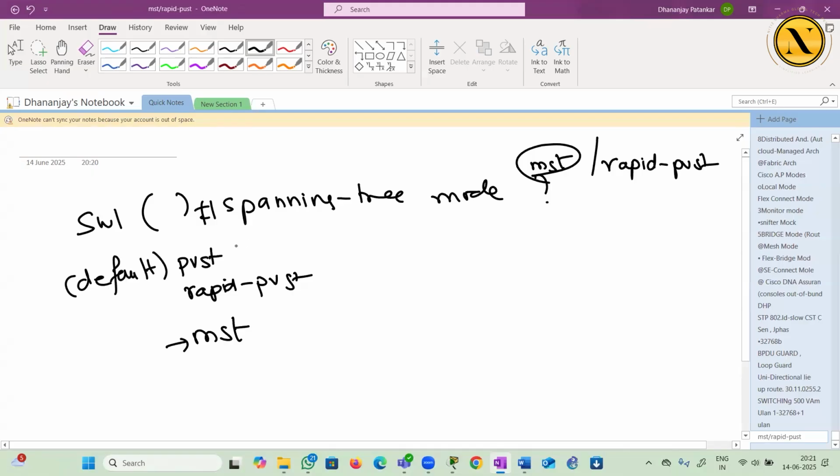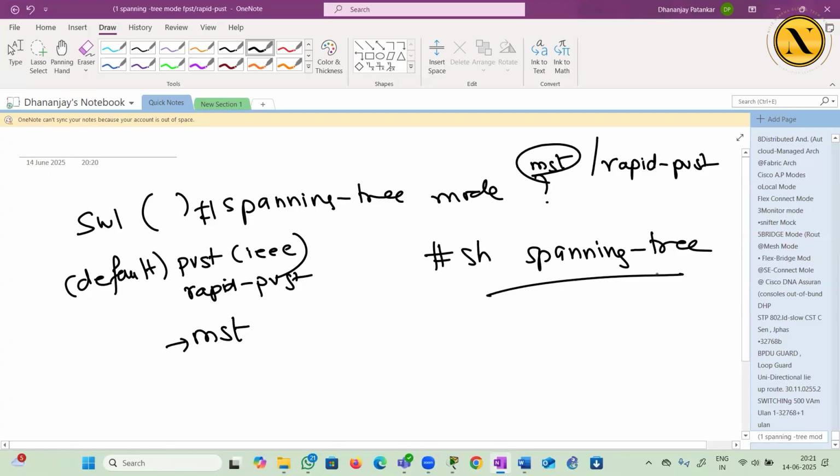Right? Remember? It showed IEEE. Show spanning-tree. Do you remember? Am I able to help you guys recall everything? Yes or no?